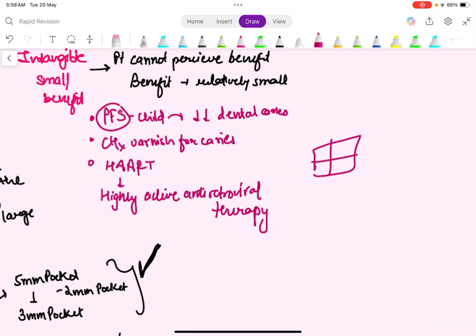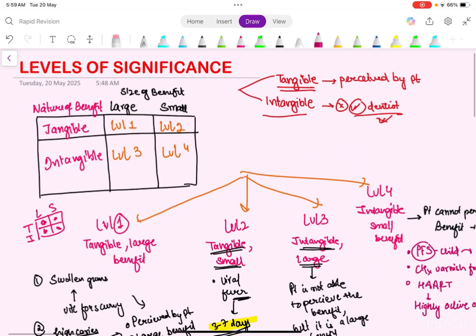You have tangible, intangible, large, small, 1, 2, 3, 4. So this completes the thing that you need to know about levels of significance.